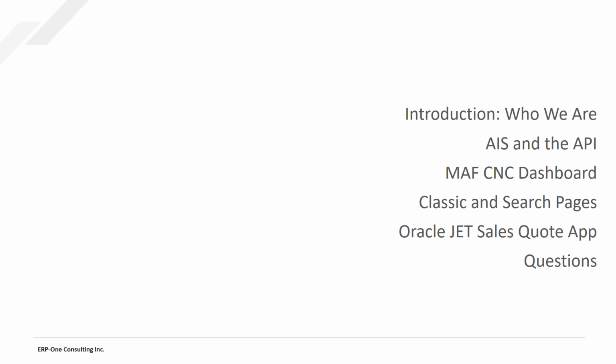And then I'll hand the presentation over to Daryl, where he'll continue to show some other areas where we can utilize AIS with JD Edwards. So we'll start off with the classic and search pages, and then Daryl will show a quick demo of an app that we created using Oracle Jet, the Oracle Jet Sales Quoting app. We'll then take time to answer any questions.